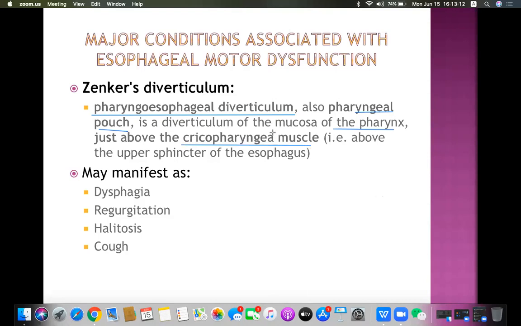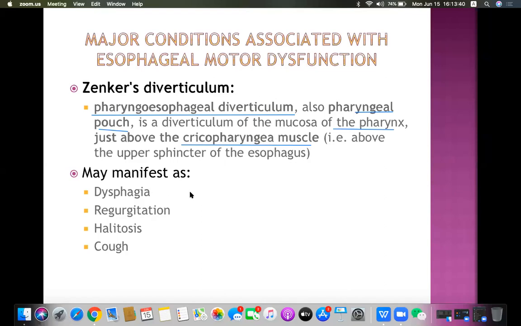One S is left here in cricopharyngeus. The cricopharyngeus muscle is above the upper sphincter of the esophagus. Though it is written as dysfunction or disease of the esophagus, frankly speaking, according to the anatomy, it is a problem of the pharynx, because it is occurring above the upper sphincter of the esophagus.